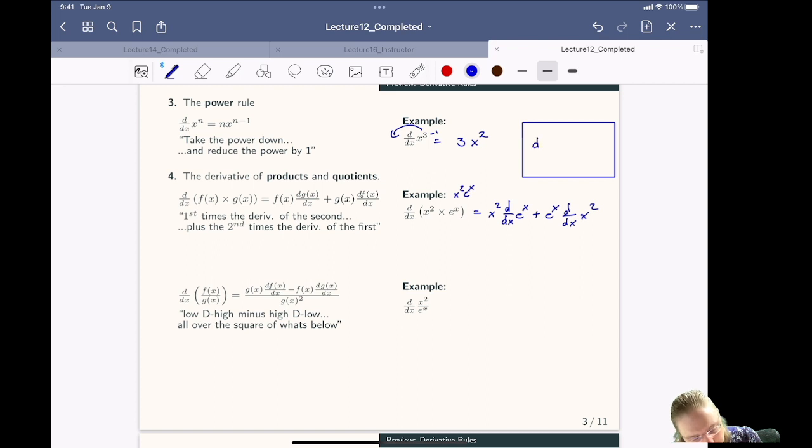All right, now note that we actually have a special derivative, which we'll talk about much more later, that the derivative d by dx of e to the x is simply e to the x. So this is a special derivative. It's the only function where we take the derivative of it and we get back the same function.